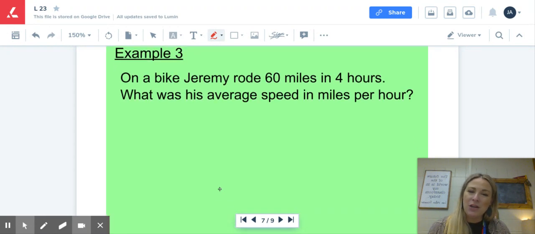On a bike, Jeremy rode 60 miles in 4 hours. What was his average speed in miles per hour? Go ahead and pause this. Give it a try. Find this rate and then unpause when you're ready to check your work with mine.